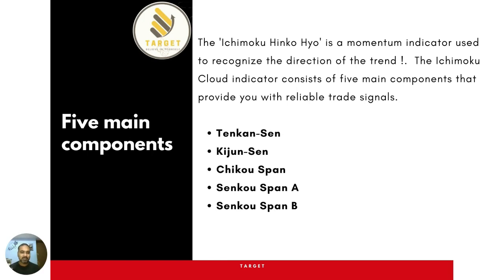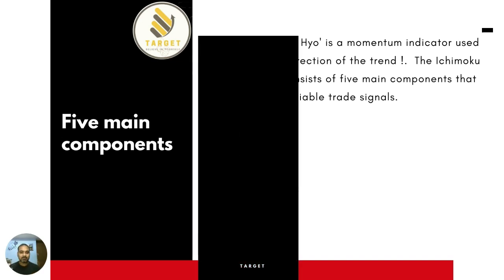Right, let's take a look at the Ichimoku indicator components. There are five components: Tenkan-sen, Kijun-sen, Chikou span, Senkou span A, and Senkou span B. These are the five components which build the Ichimoku indicator. Let's discuss these five components briefly.